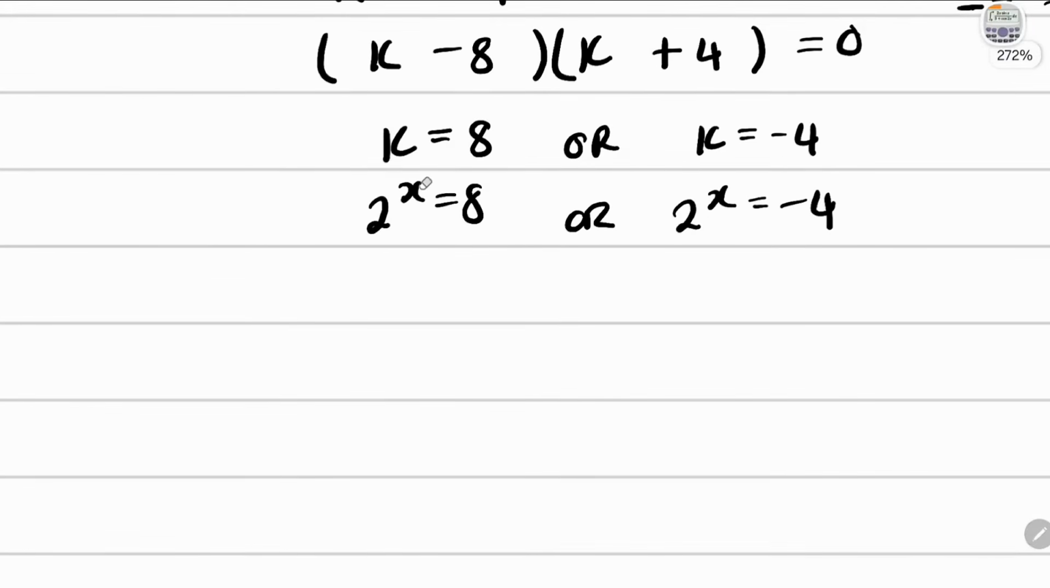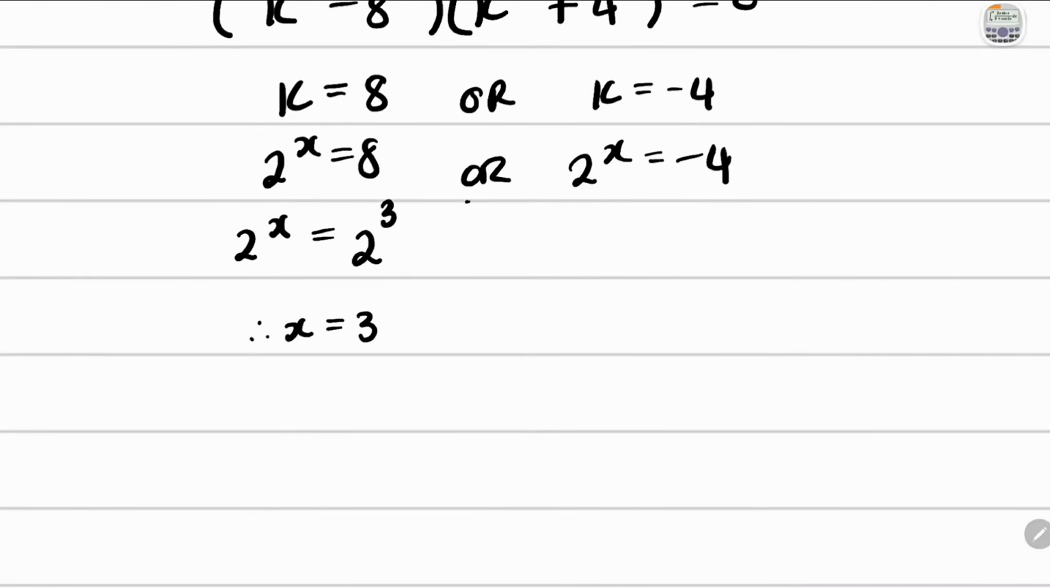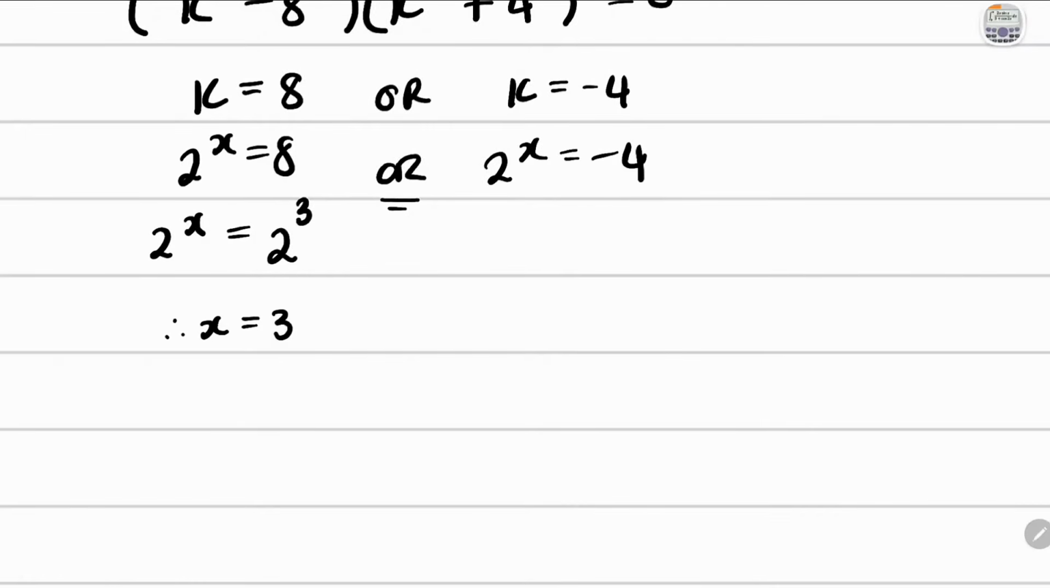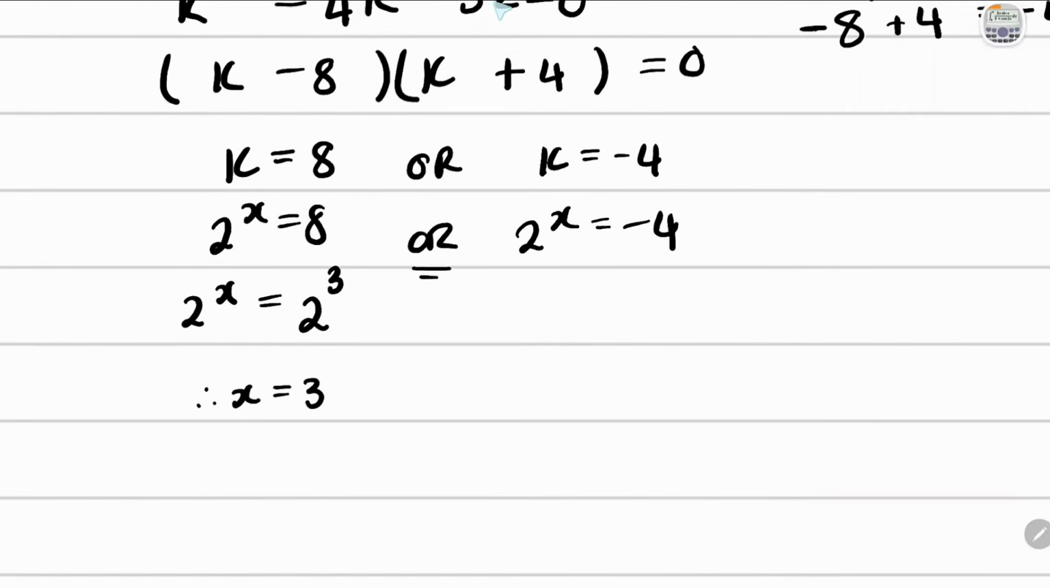So here, it's an exponential, so the goal is to make the bases the same. So 2 to the power of x is equal to 8, and 8 as a base of 2 is 2 to the power of 3. And so now that the bases are the same, we can therefore equate the exponents. So x is equal to 3 there. And then here, 2 to the power of x is equal to negative 4. Unfortunately, it's not positive 4. If it was positive 4, we could make the bases the same. But here we can't make the bases the same because the only base you can get here is negative 2, which is not 2. So this is not possible.